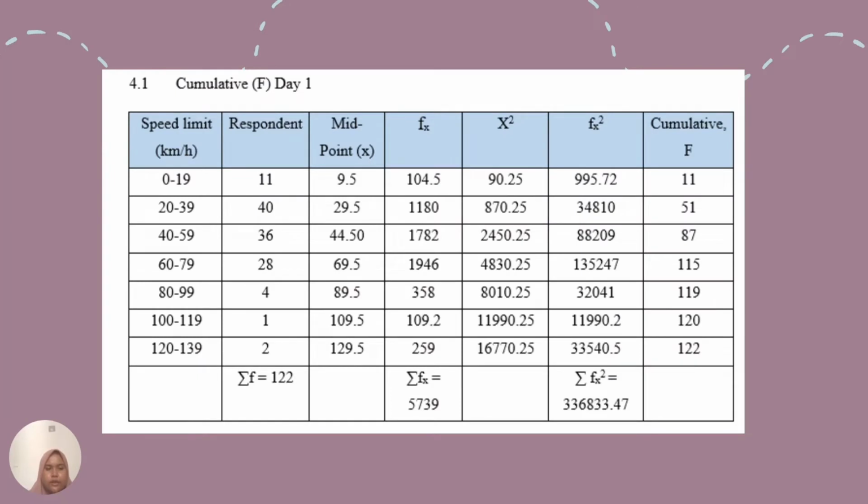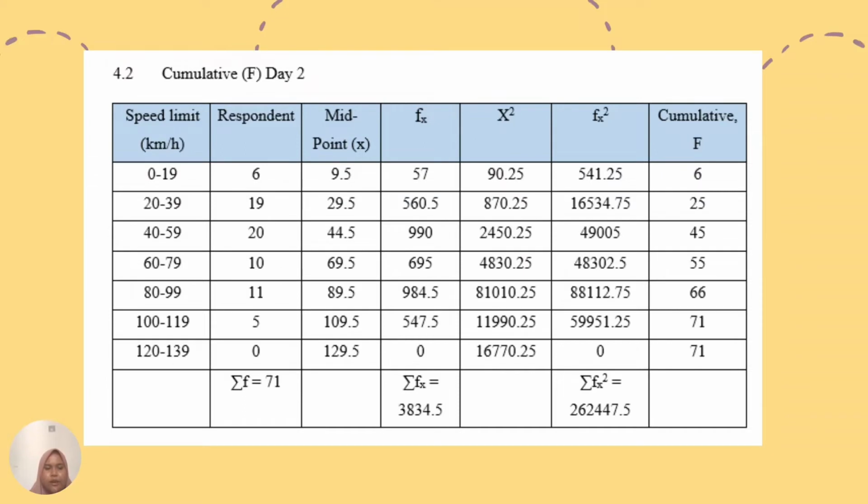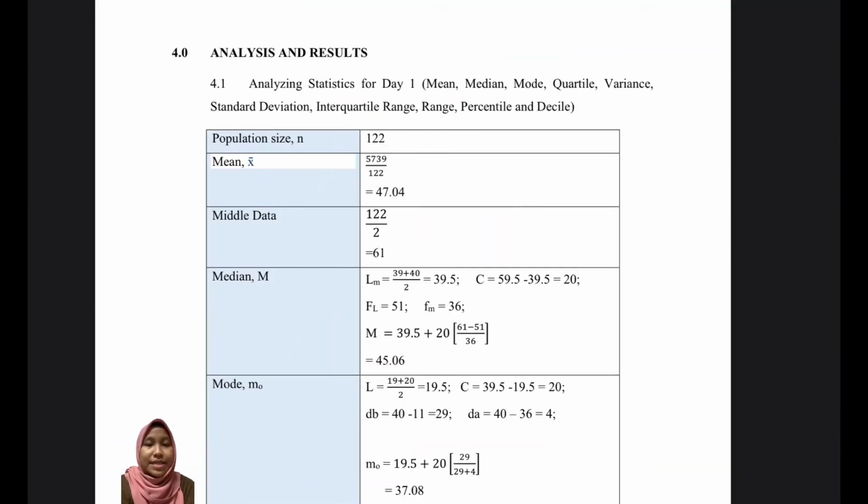This is the calculation of cumulative F for day 1, where the total number of respondents is 122. The total Fx is 5739, and the total Fx squared is 336833.47. And this is the calculation of F for day 2, where the total number of respondents is 71, the total Fx is 3834.5, and the total Fx squared is 26244.75.